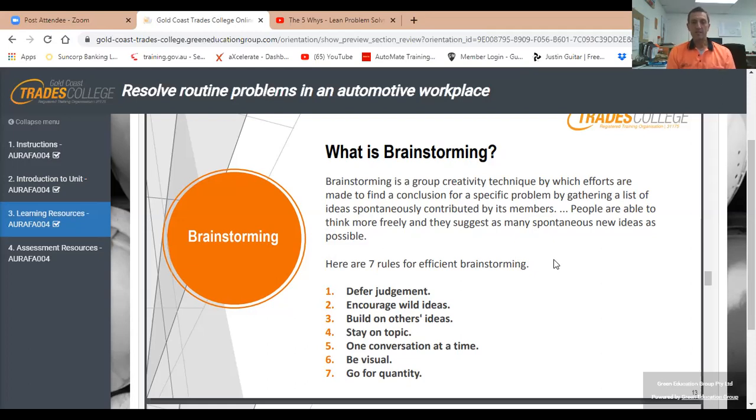Encourage wild ideas. It doesn't hurt to think really left field or think out of the box. Some wild ideas often are the best ideas. Again, they might have the seed of a brilliant solution inside that wild idea. Build on others' ideas. Look, there might be some ideas and options out there already that have significant potential, but just need a little bit more work. So build on others' ideas.